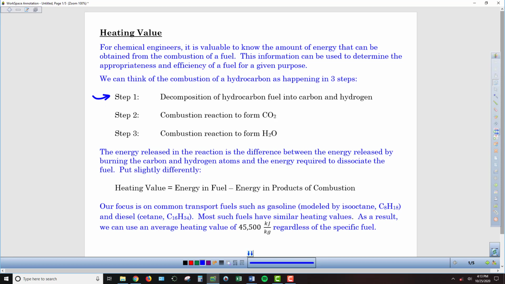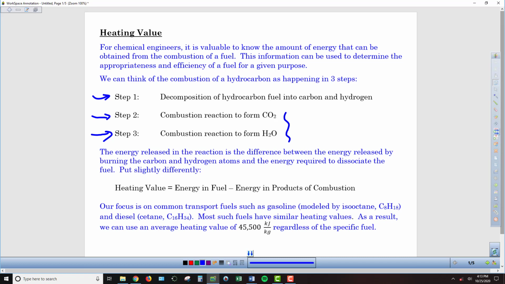So step 1, we need to decompose that hydrocarbon fuel into its carbon and hydrogen atoms. Then the combustion reaction is going to form carbon dioxide and it's going to form water. And in that process, there's going to be some energy released. So the difference between what it takes to break down that carbon fuel versus what energy is released when those combustion reaction products, the carbon dioxide and the water, are formed, is the heat that we want to trap.